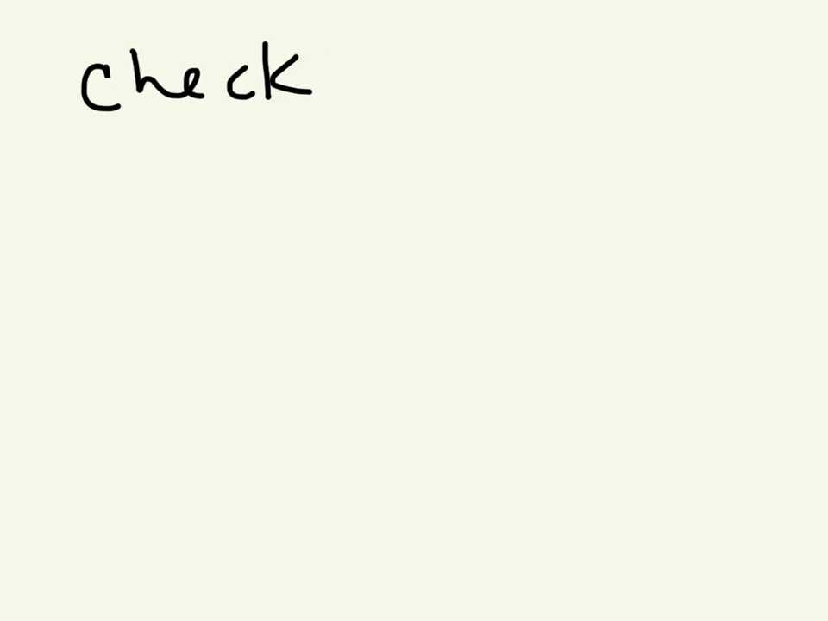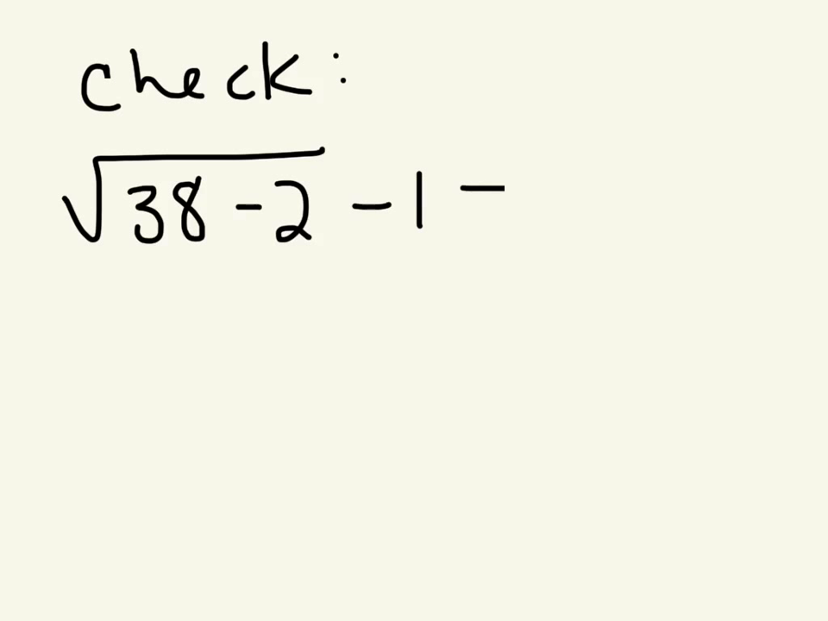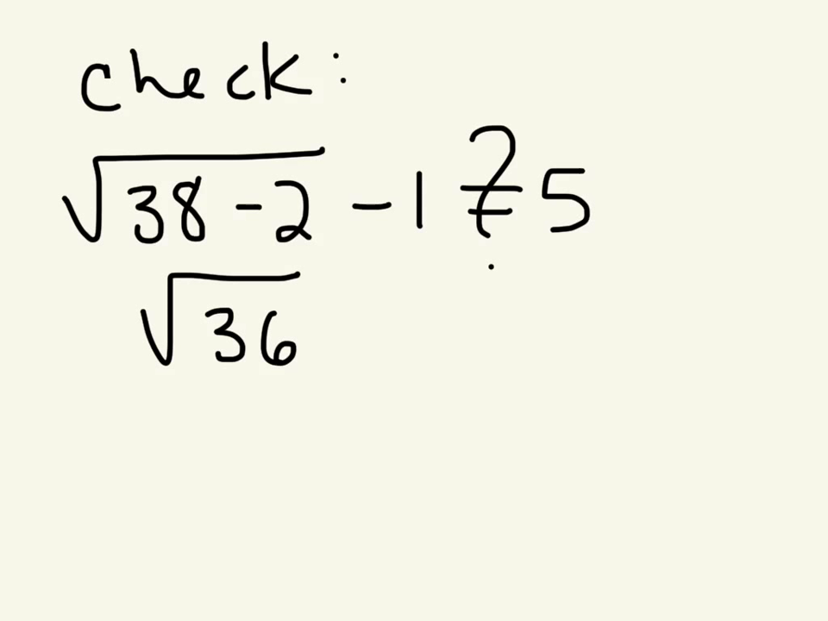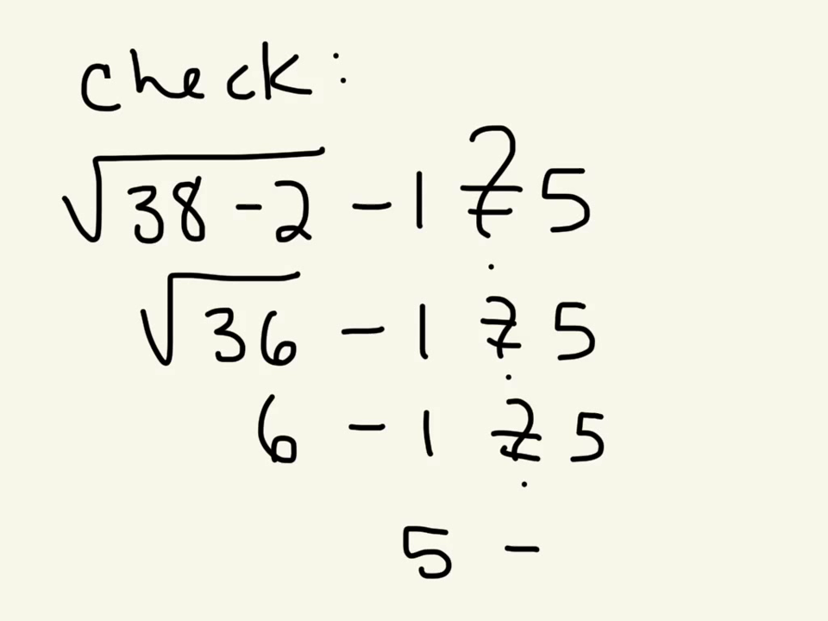So here's my check. Let's make sure that when I plug 38 in for y, we end up with a true statement. Now when I do a checking process, I don't want to change the original equation. I want to plug my value in to make sure the left side is equal to the right side. So let's tackle this. 38 minus 2 is 36, then minus the 1. The square root of 36 is 6. And when you subtract 1 from 6, we sure do end up with 5.